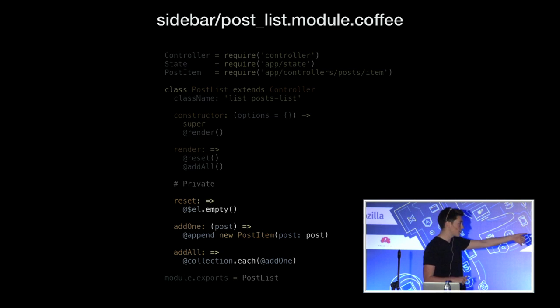Now, the post item controller will take care of rendering itself, rendering a little section of that list. And it will take care of re-rendering it if the name changes, or if the upvote score increases, that kind of thing. And it will also take care of listening to click events when people upvote posts.